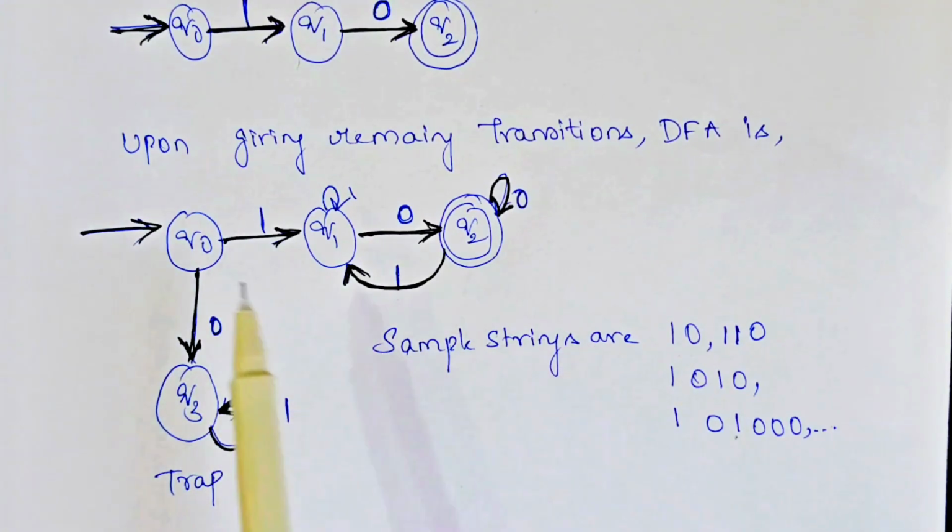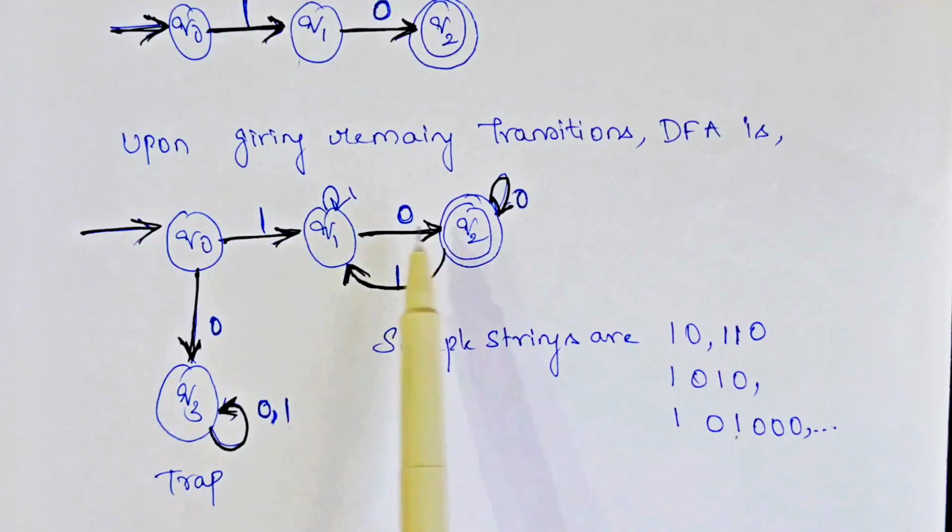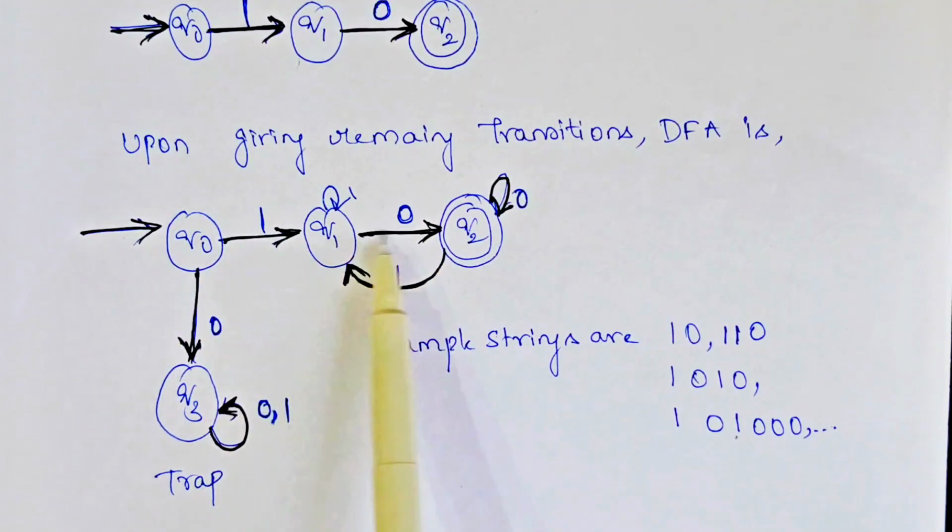So the sample strings are 10, 110, 10, and so on. So this is a valid DFA which is processing the strings starting with 1 and ending with 0.